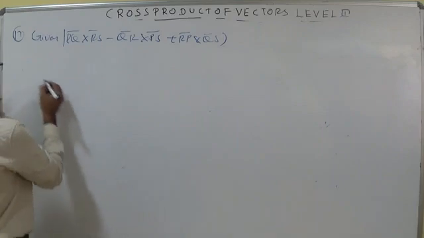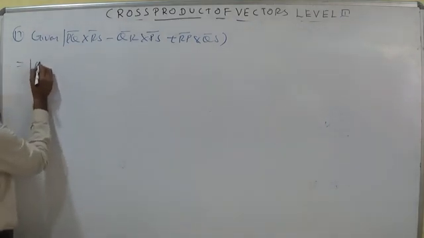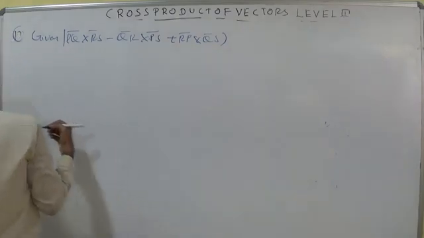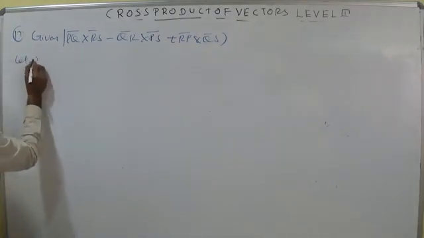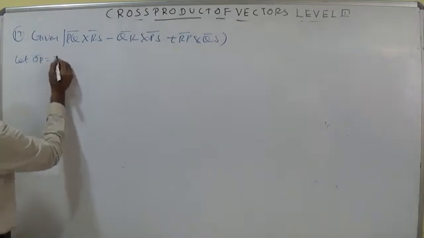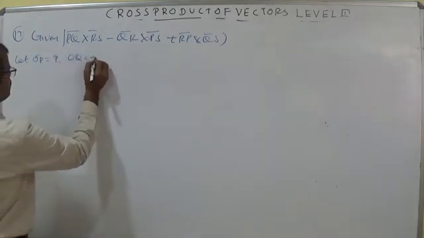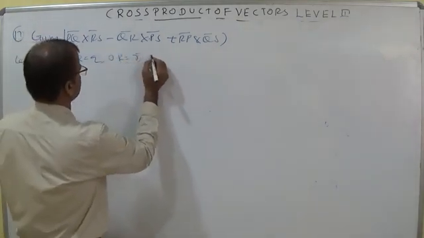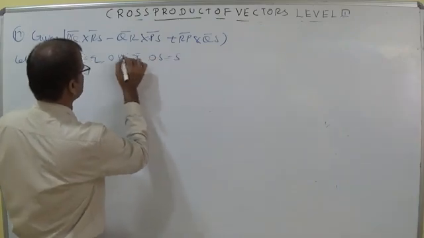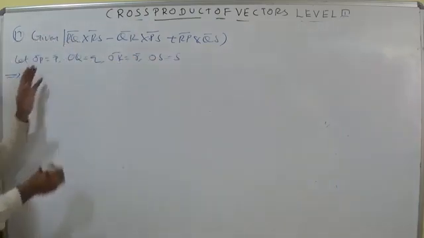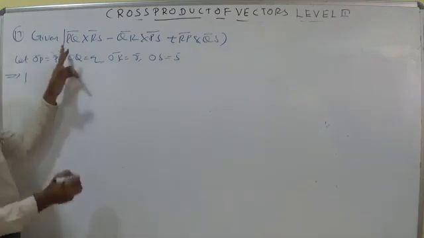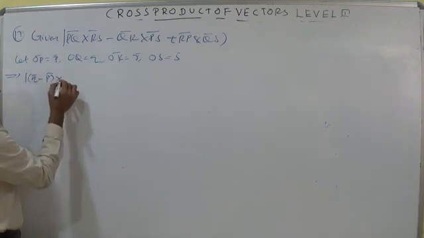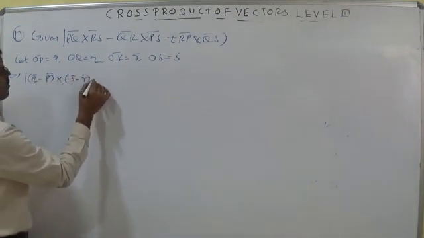P, Q, R, S are given points. Let us use the position vector concept, OQ minus OP. Let OP bar equal small p, OQ equal q bar, OR equal r bar, OS equal s bar. Then you can write OQ minus OP, so Q bar minus P bar, cross S bar minus R bar.